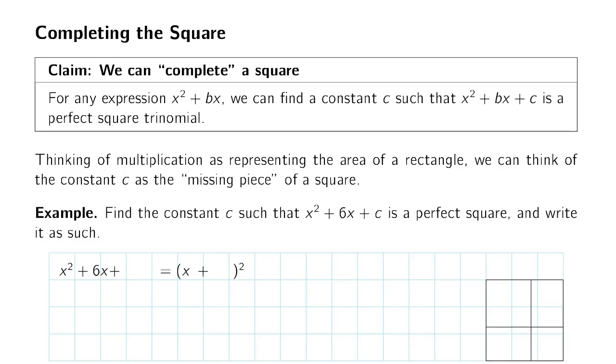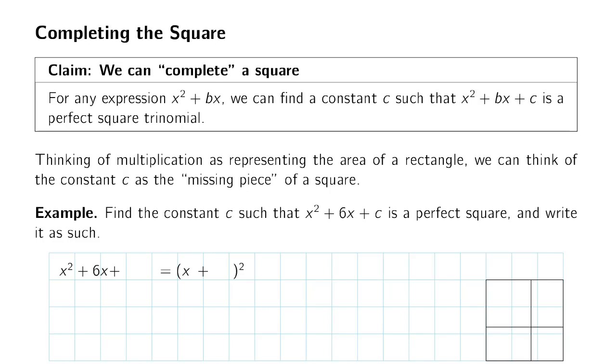So the procedure we're going to use is called completing the square. The claim is if we have x squared plus a number times x, there is a third number that we can add on there that'll give us a perfect square trinomial. And I really want to encourage you to think about this geometrically because there is a formula that you can memorize, but thinking about it geometrically is substantially less error prone.